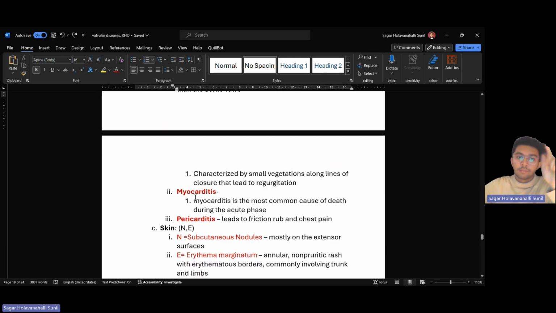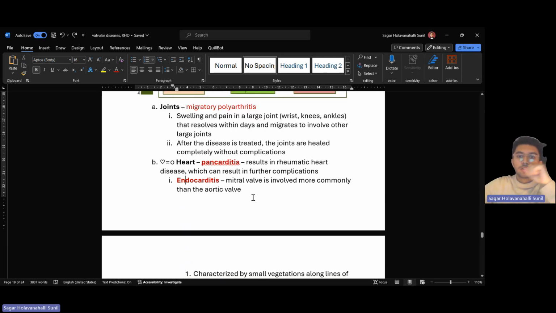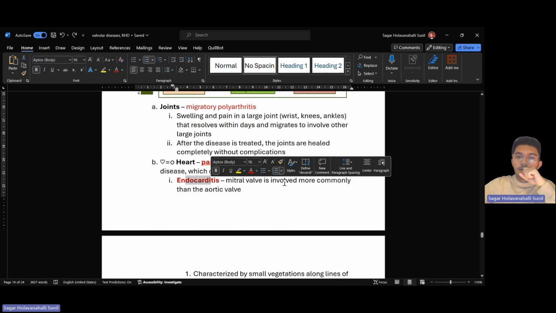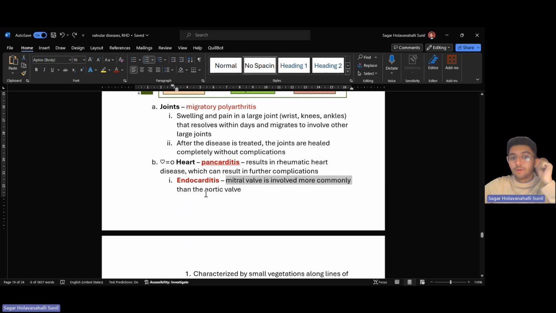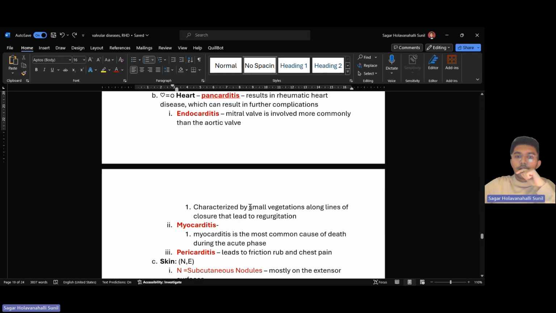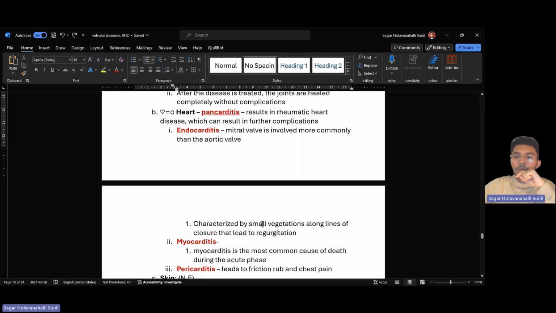Endocardium, myocardium, and even pericardium can get affected. So endocarditis is more commonly involved. The mitral valve is more commonly involved compared to the aortic valve. And in endocarditis, here you have small vegetations along the lines of closure.